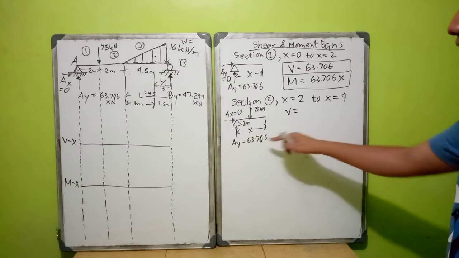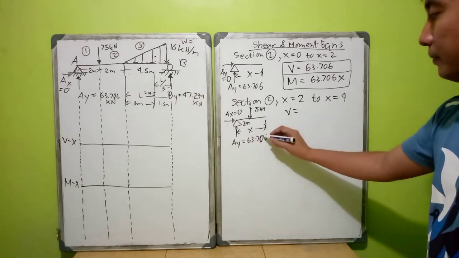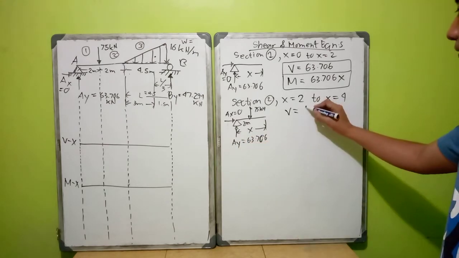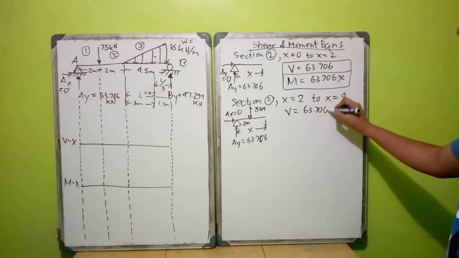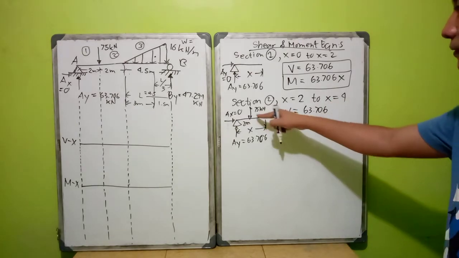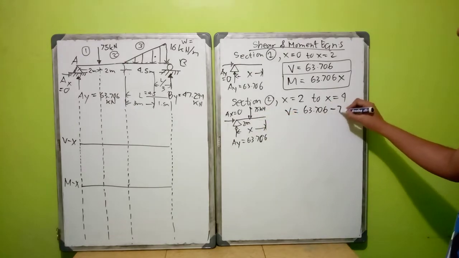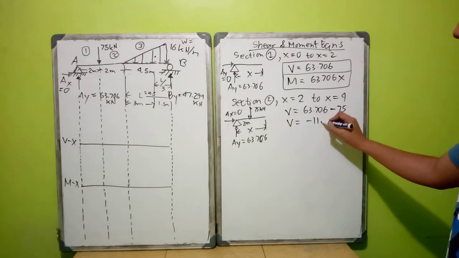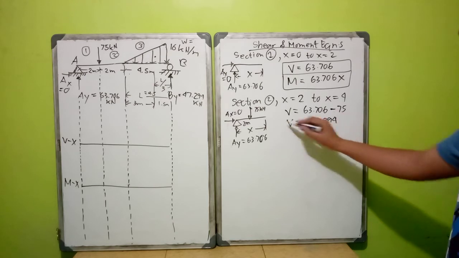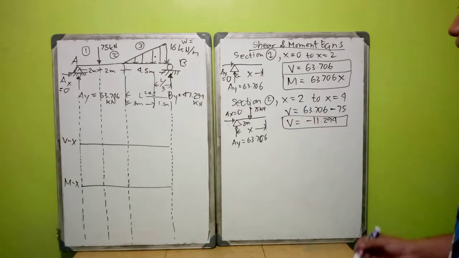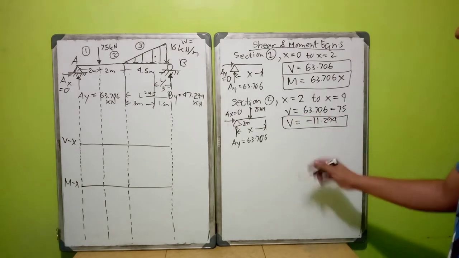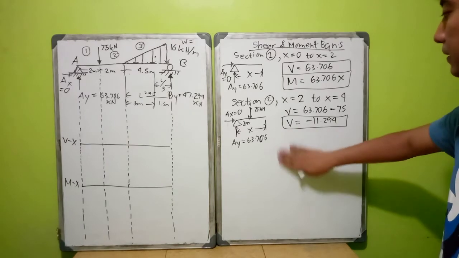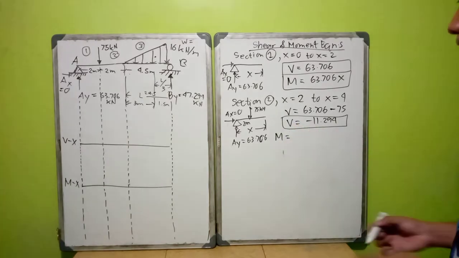So for your V, we have here an upward value, 63.706, and then we have a downward value here which is 75. So we have V equal to negative 11.294. So this is the value of your V from 2 to 4. And then your moment.